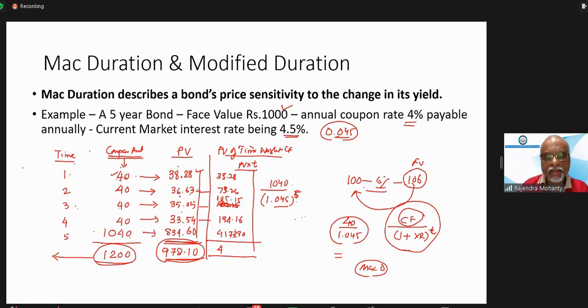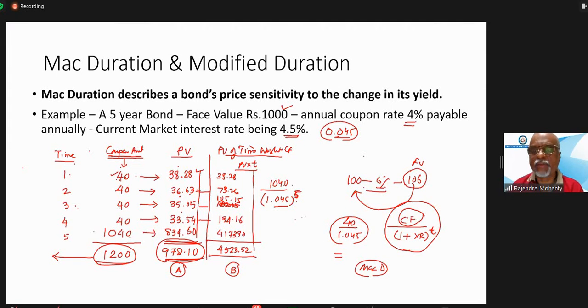It is 4,500-something, 4,523.52. So we have got the PV total and we have got the PV of time weighted cash flow. Suppose this is A and this is B. Simply, this is A and B.